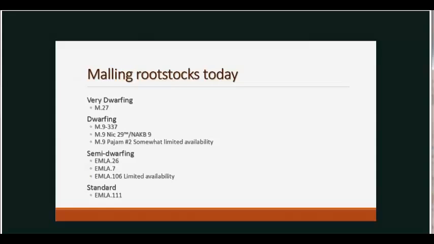The semi-dwarfing, a little bit larger trees, are the 26, the 7, and the 106. Again, the 106 has somewhat limited availability, or I should say less so than the M9 Pajam. So if you look, you can find this. And then what we would consider a standard tree, with just a small amount of dwarfing, would be the 111.